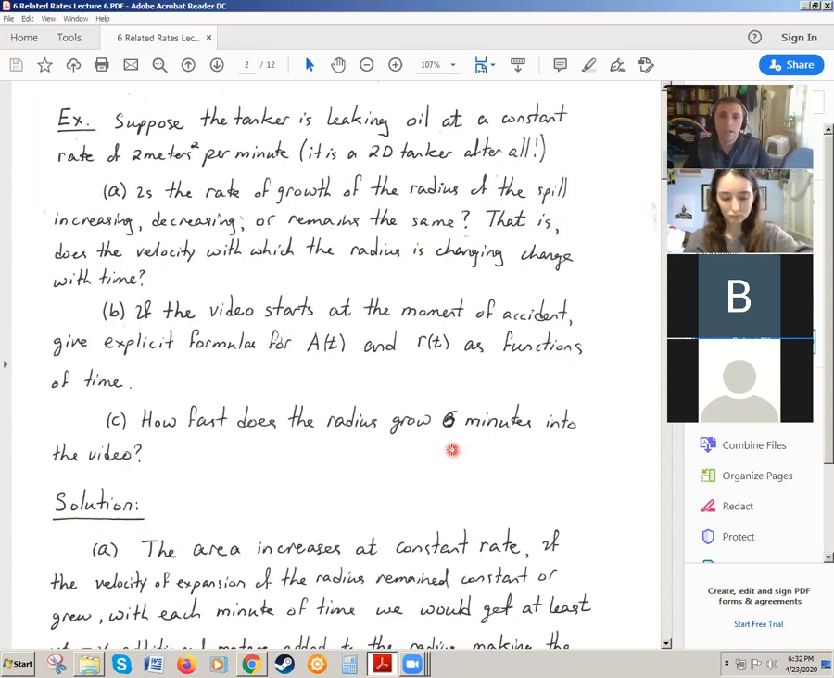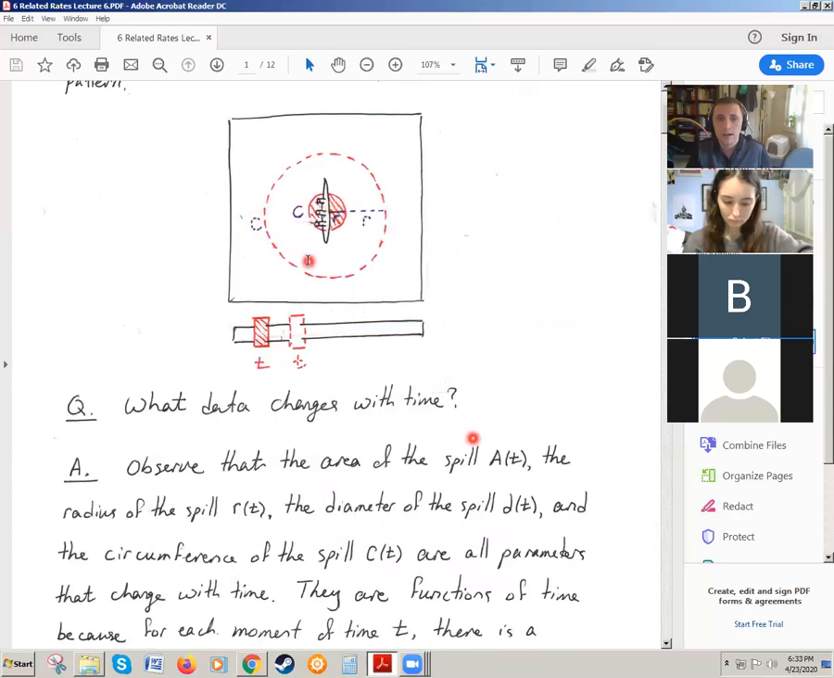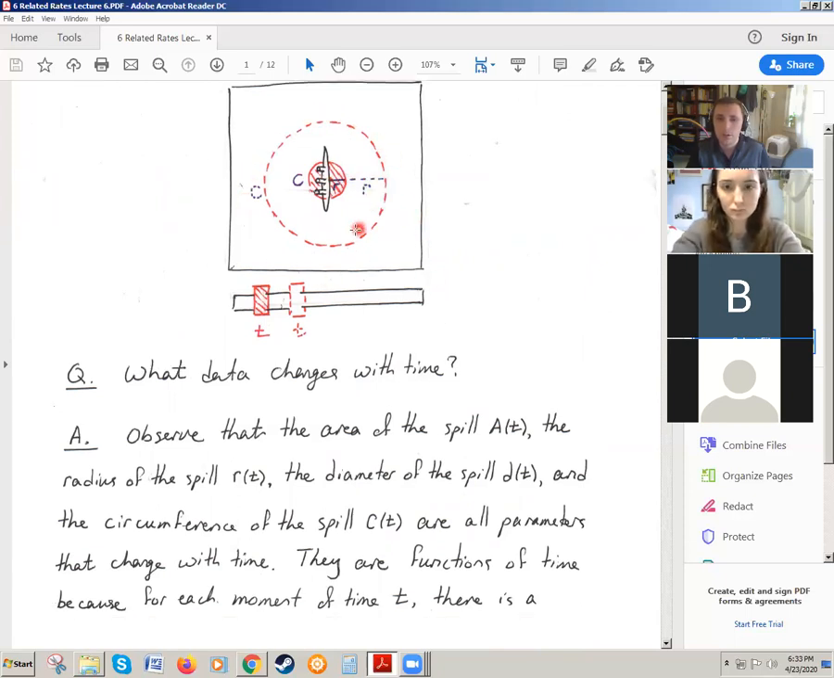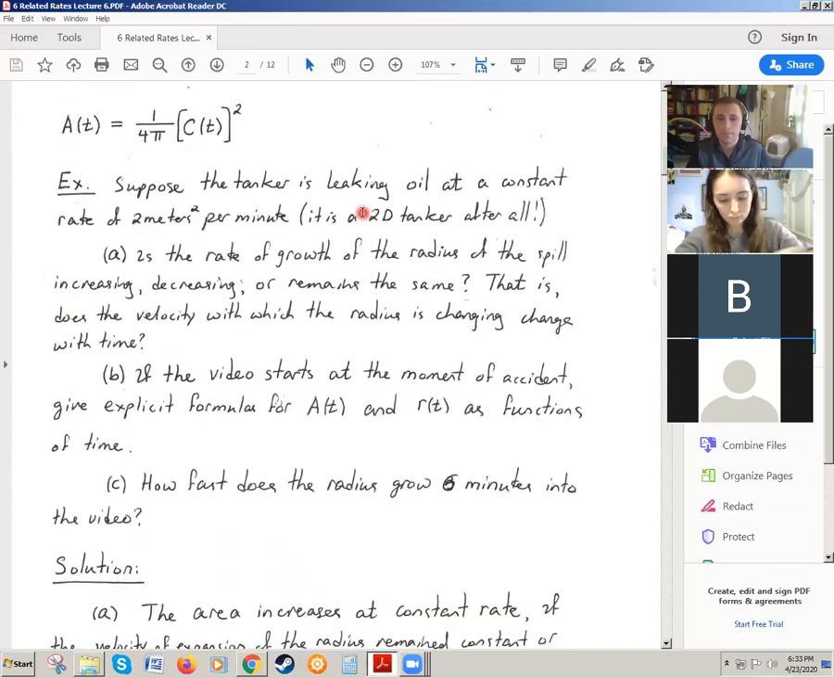Yes, we figured out what A of t is, the area as a function of time. We want to know what R is as a function of time, right? So at different moments of time, I have a different size for the circle. You can see for time closer to 0, the circle is smaller. For time later, the circle is bigger. So I want to know what R is as a function of t. How long is it for every t?